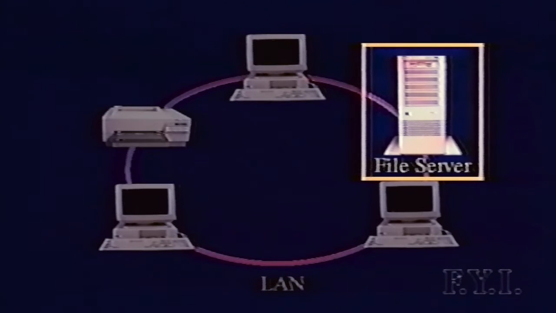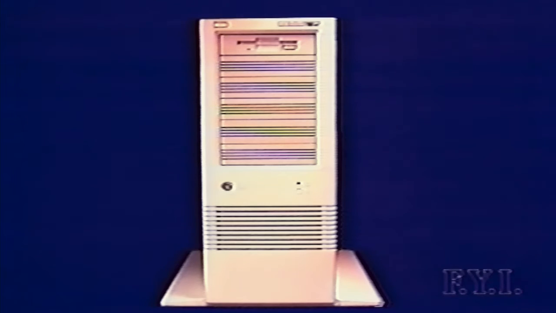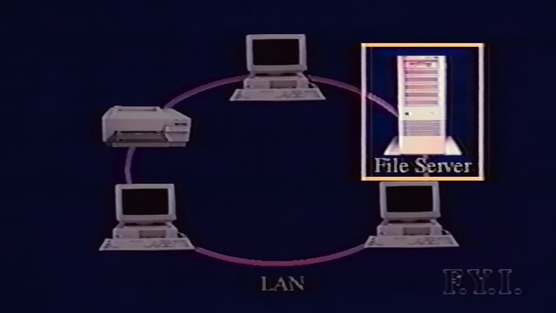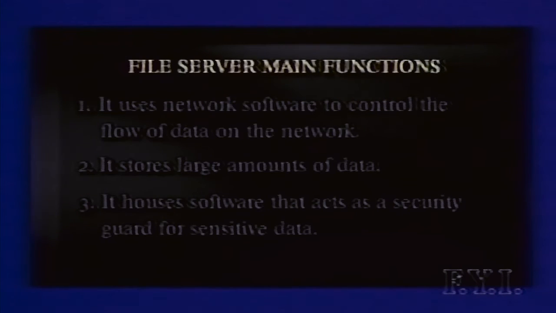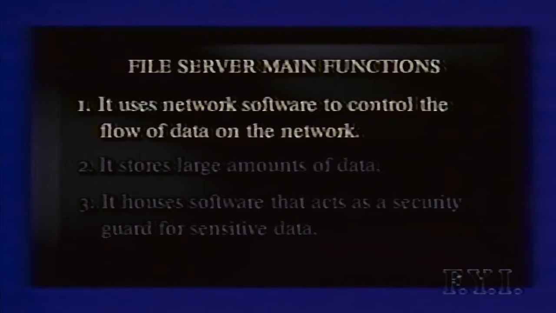Next, let's talk about the file server. Just like the PCs and workstations, the way the file server is set up varies from network to network based on specific requirements determined by your network manager or network designer. The file server is a powerful device that acts as a sort of central control on the LAN. It serves three main purposes.